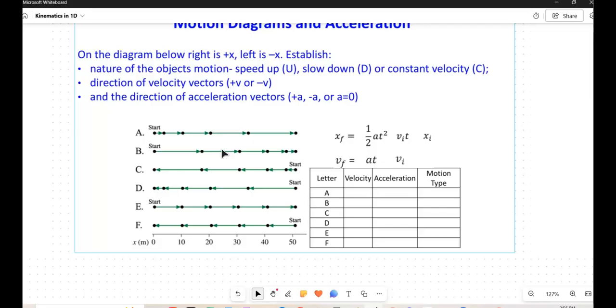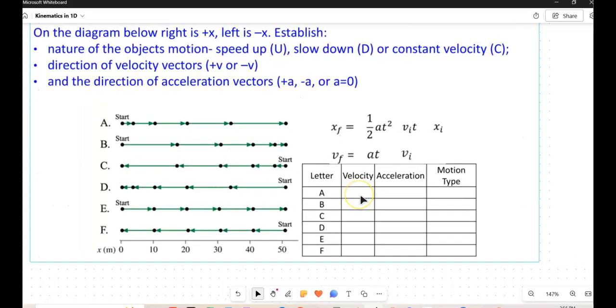Now, using those two pieces of information, we're going to be able to figure out the direction of the acceleration vector. But for now, let's not worry about the acceleration vector. Let's just type the motion as speeding up or slowing down or constant velocity. And the velocity vector is pointing to the right or to the left. So try this out for A, B, C, D, E, and F using this Excel spreadsheet right here. Try it out. Pause the video now.